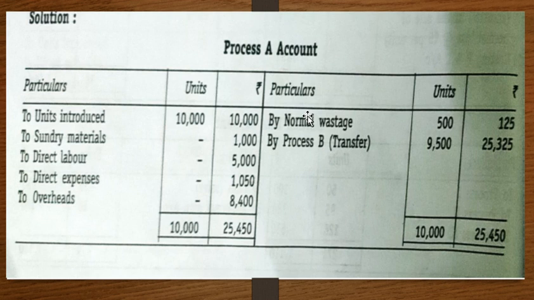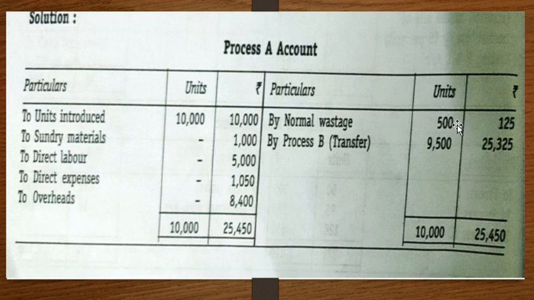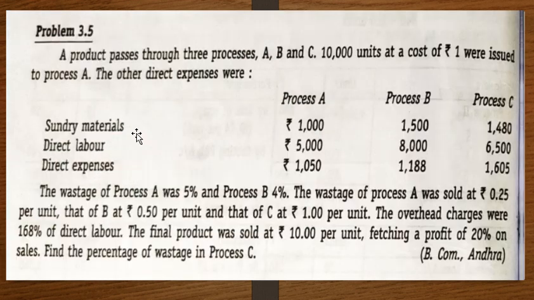Then we need to look into the question whether they've given the scrap value for that process. Yes, if you look into the question here, the wastage of process A was sold at rupees 0.25. So how much is your loss? Which is 500 units. 500 into 0.25 will give you 125 rupees. So this is your units and the normal loss value in the problem. Next, in the question, have they given any net production for that process? In this problem, they've given the final product was sold at rupees 10 per unit. Other than that, they have not given any output which is sold. So the balancing figure will be process A's output.